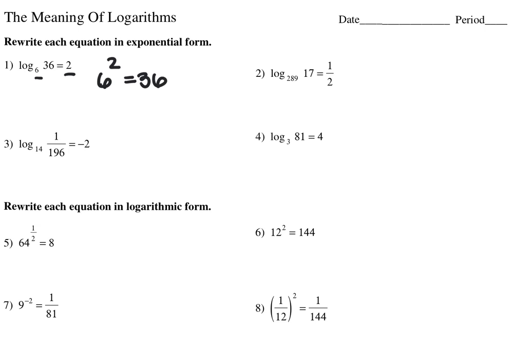Let's do the same thing. We're going to put this equal sign in between. So we're going to grow to 289 and 17, and the equal sign is now between 289 and 17. And we're going to raise it to the power of 1/2. So we have 289 to the 1/2 power is equal to 17.